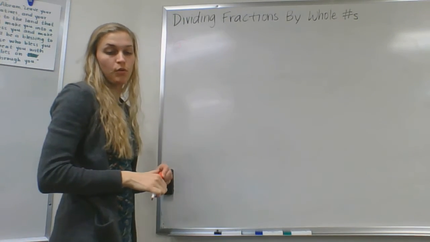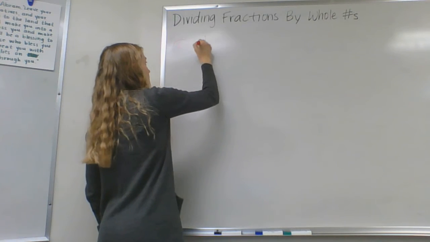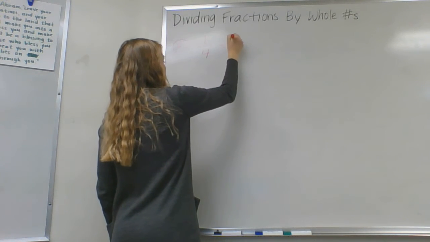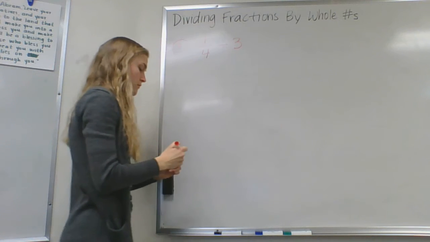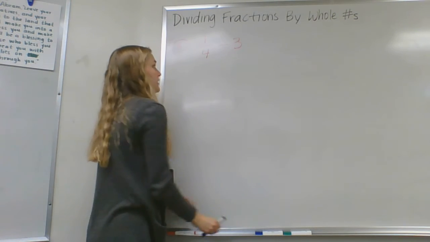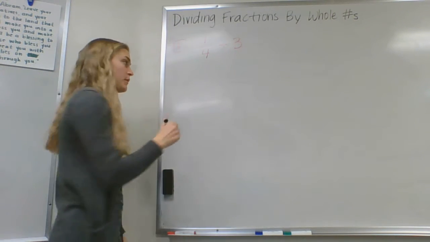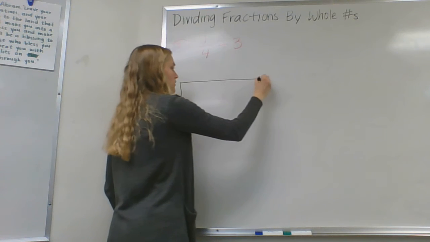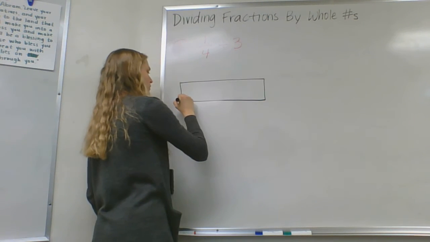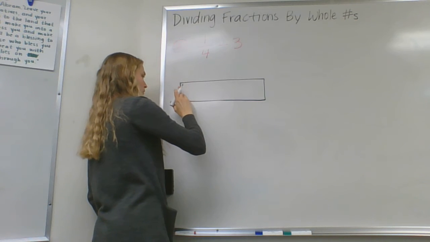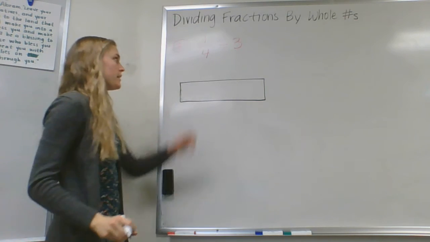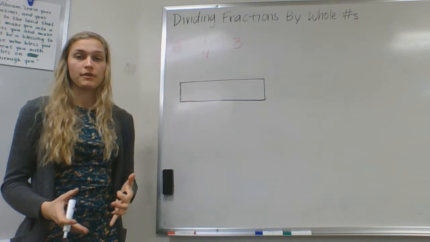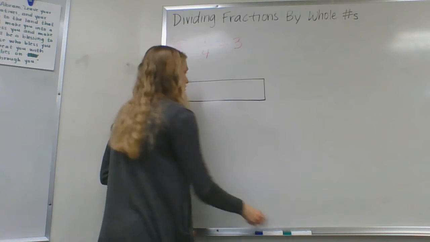We're going to do 1/4 divided by 3. All right, so first we're going to start by drawing 1 whole. Remember, we always want to start with the whole. So 1 whole. Okay, and now we're going to show what 1/4 of that whole would be. So split it up.